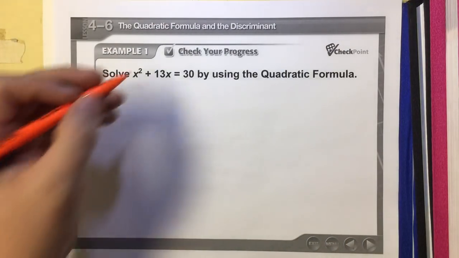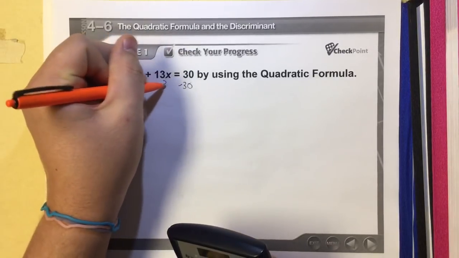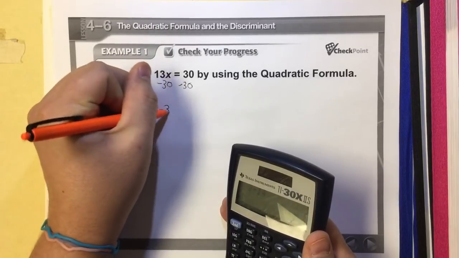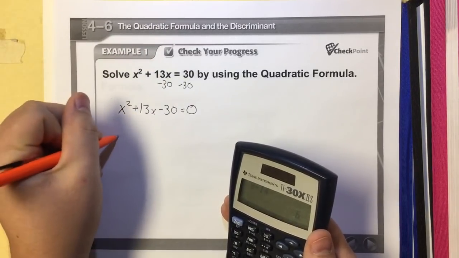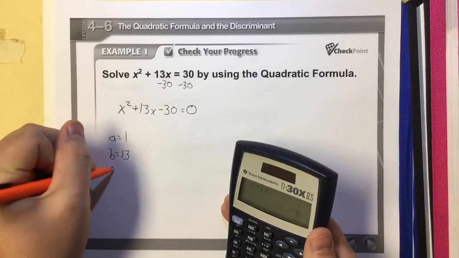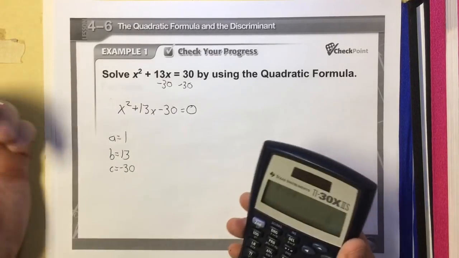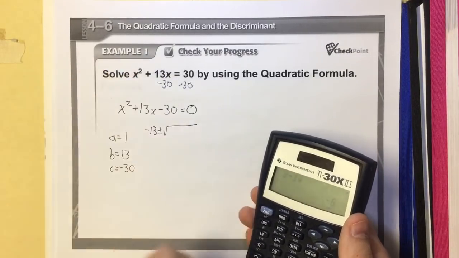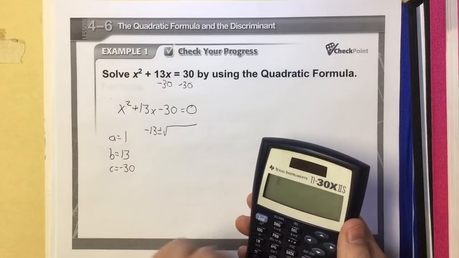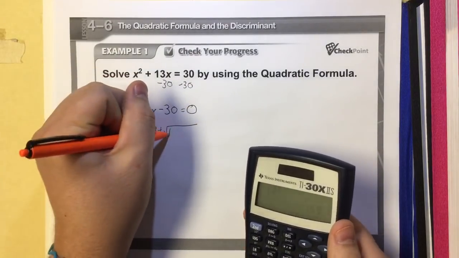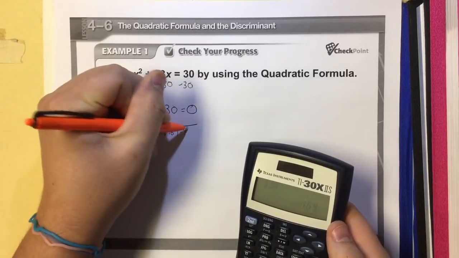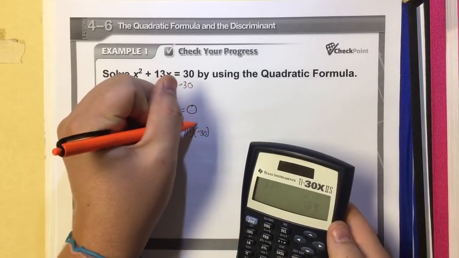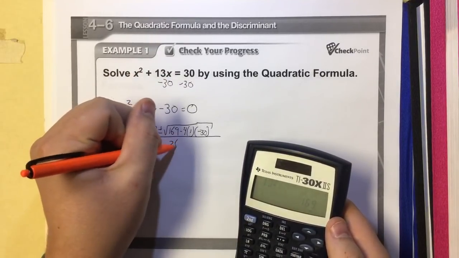Next one, same type of thing. Again, make sure you get everything to this side with the x squared first. It has to be set equal to 0. And now we just plug it all in. Opposite of b plus or minus root b squared minus 4 times a times c all over 2 times 1.